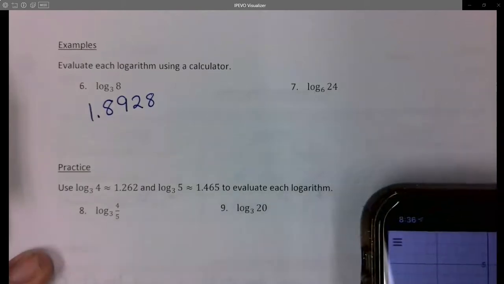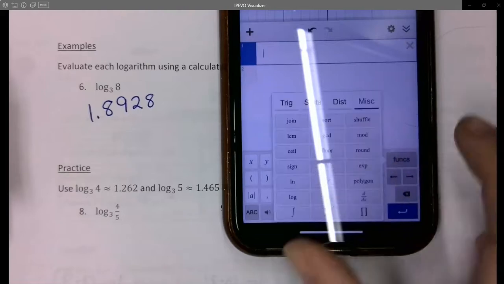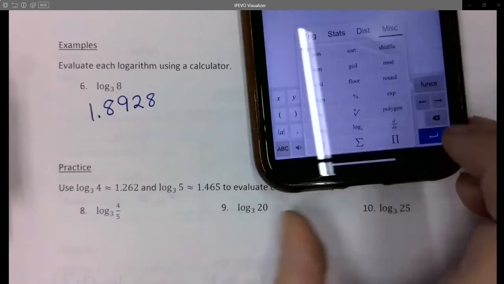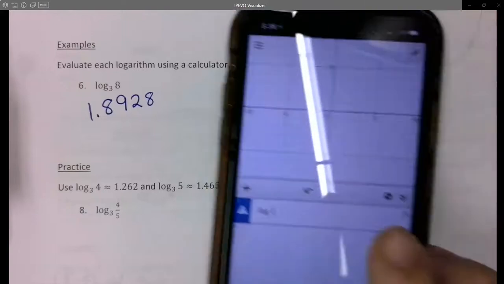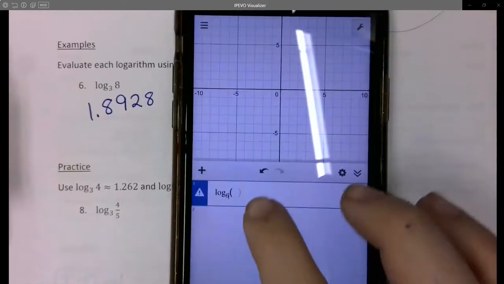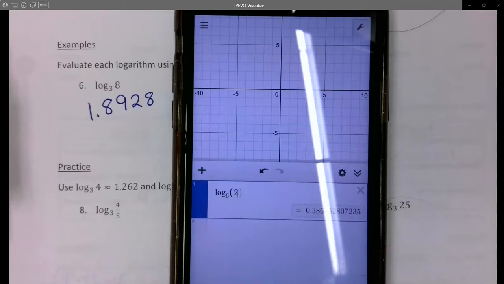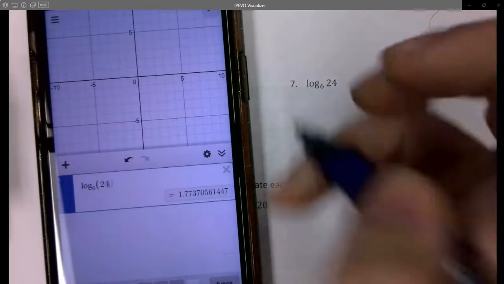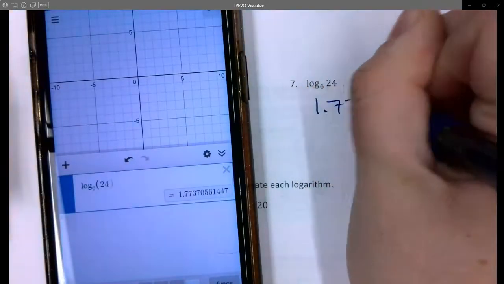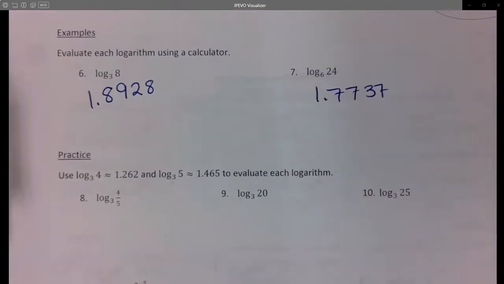Okay. I can do the same thing for number 7. So I went to functions, and then I'm in miscellaneous, and then almost all the way at the bottom is the log. Then this one is 6 and 24. Which gets me 1.7737. Questions?